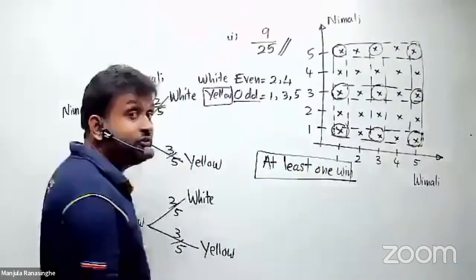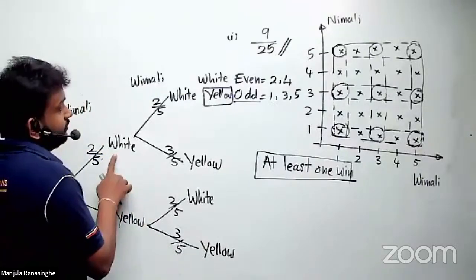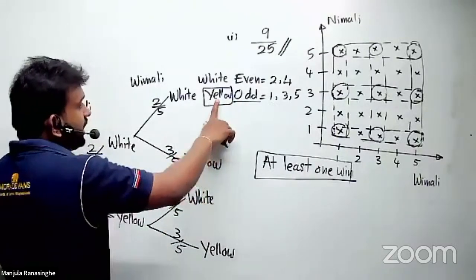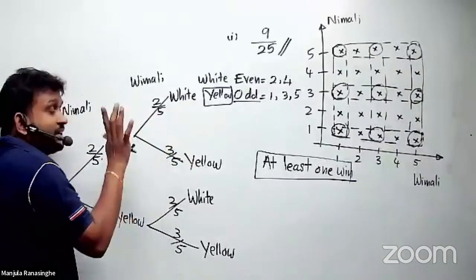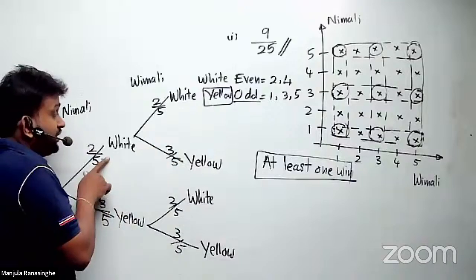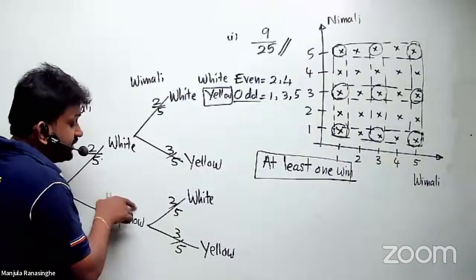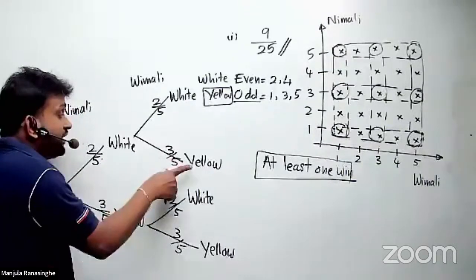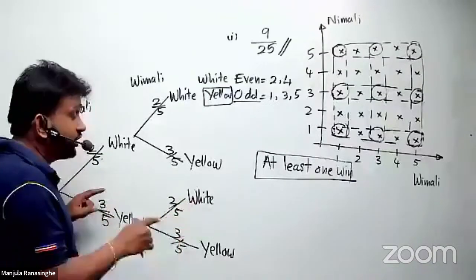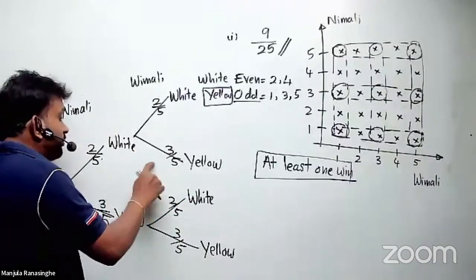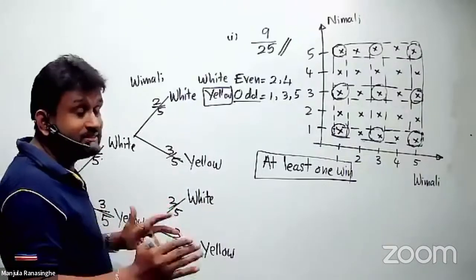So which outcome does not belong to this? Both lose in the game. Winning means having yellow color, so both not winning means having white and white. Except that, all other branches, white-yellow, yellow-white, and yellow-yellow, have at least one yellow out of these three branches. The long way is to multiply along all the branches involving a yellow and add them. Well, I will do it the lazy way.